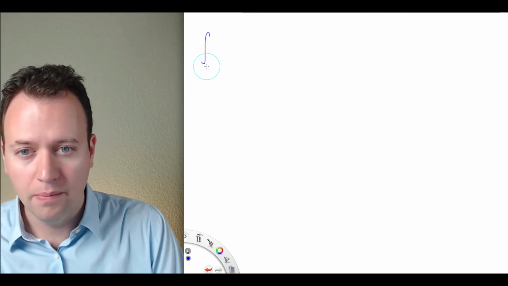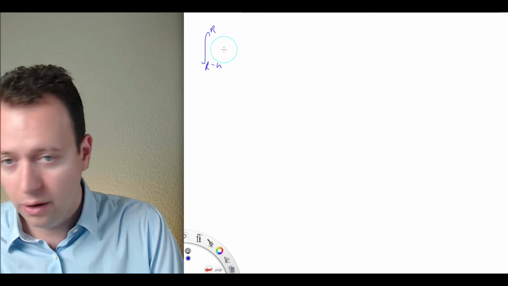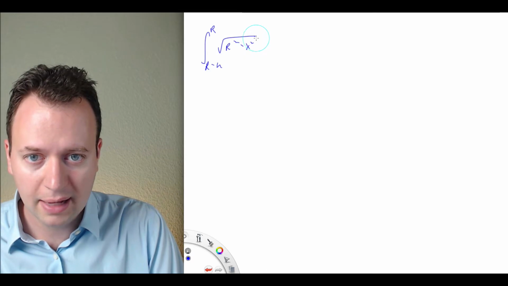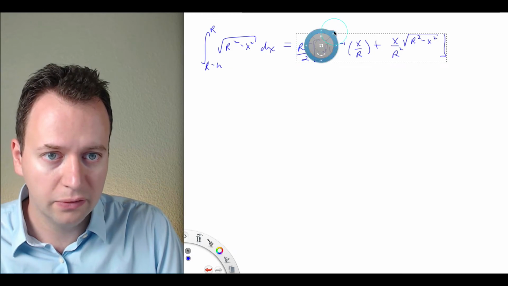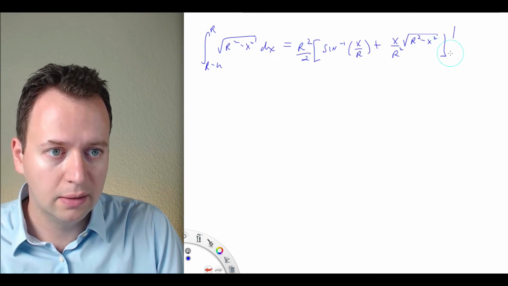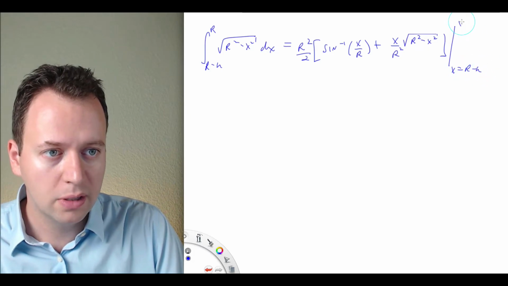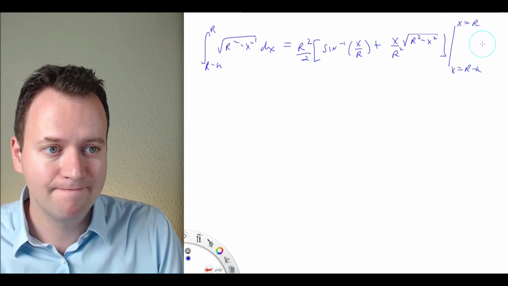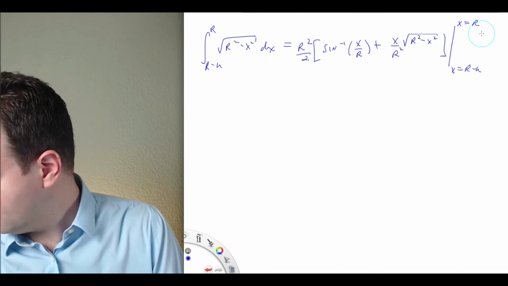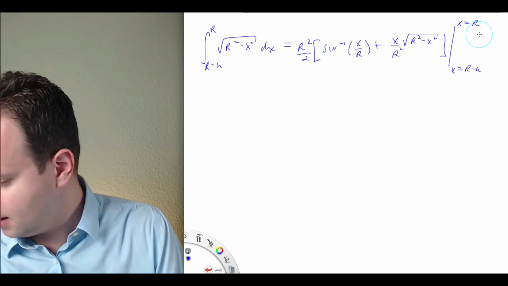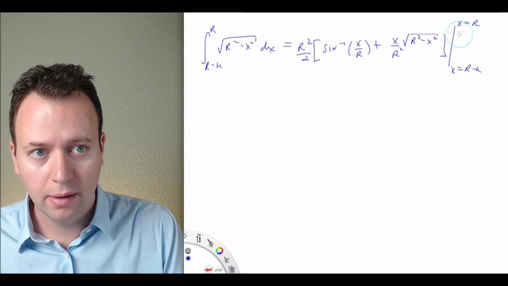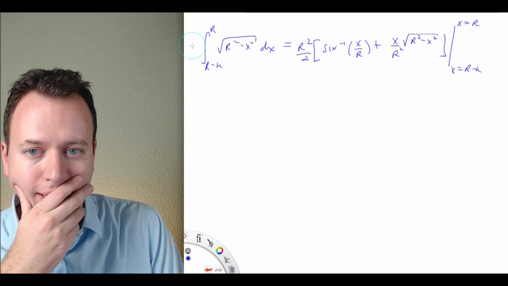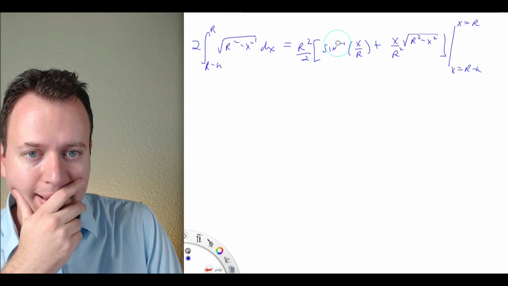Okay, so the integral that we wanted was the integral from r minus h to r of the square root of r squared minus x squared. And that's equal to all of this stuff, evaluated from x equals r minus h to x equals r. And so essentially what we get here, it was actually 2 times this. So that cancels out this 2.